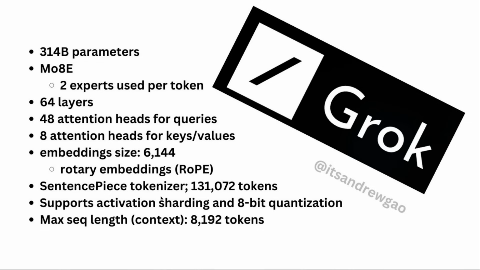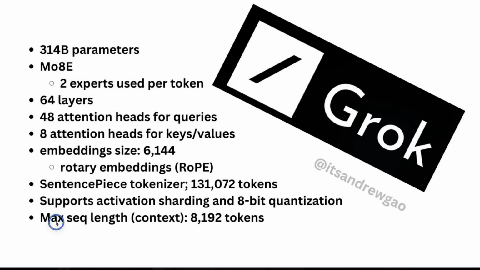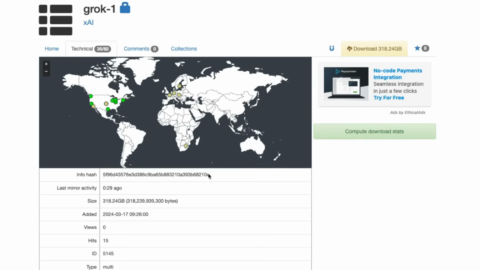The tokenizer that this model is using is very similar in size to GPT-4, and it seems to have support for 8-bit quantization as well as activation sharding. Now, the max sequence length or the context window is about 8,000 tokens. Now, this is a humongous model. So in order to download the model, you will need around 300 gigabytes of storage space.